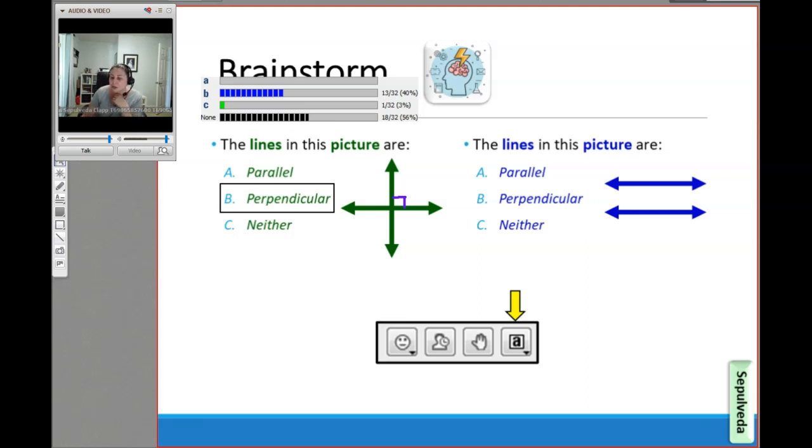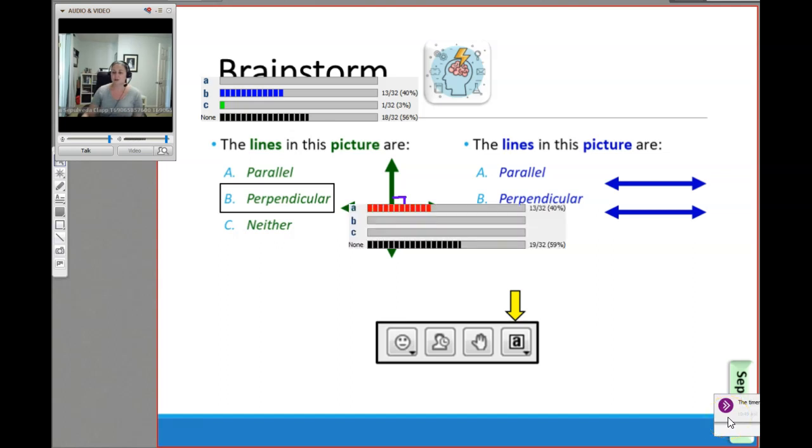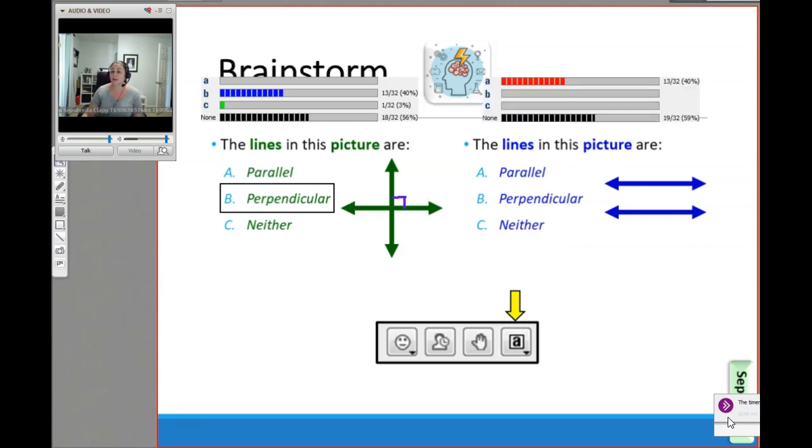Now looking at the blue lines, let me clear these out. Looking at the blue lines over here, what can you tell me? Are these lines parallel, perpendicular, or neither? Lock in your answers using your polling tools, A, B, or C. I'm going to give you another 10 seconds for this. All right, let's go ahead and publish our results here. And yeah, hands down, unanimously, they are what we call parallel lines.